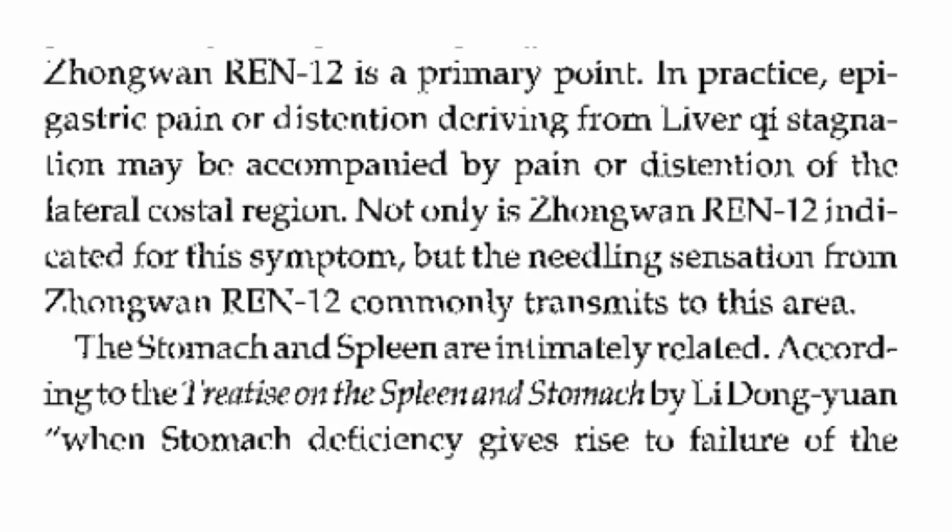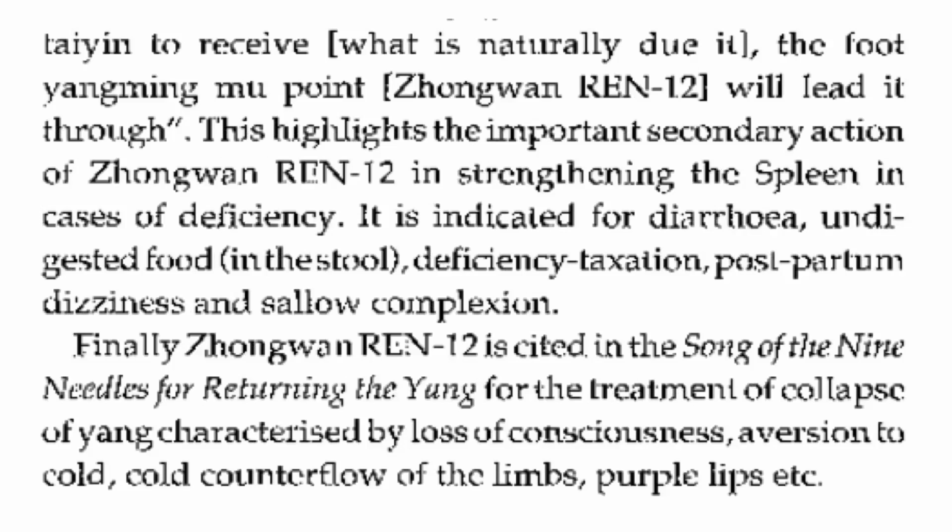In practice, epigastric pain or distension deriving from liver qi stagnation may be accompanied by pain or distension of the lateral costal region. Not only is REN 12 indicated for this symptom, but the needling sensation from REN 12 commonly transmits to this area. Stomach and spleen are intimately related. According to the Treatise on the Spleen and Stomach by Li Dongyuan, when stomach deficiency gives rise to failure of the Tai-yin to receive what is not naturally due it, the Fu-Yang Ming Mu point, REN 12, will lead it through. This highlights the important secondary action of REN 12 in strengthening the spleen in cases of deficiency.